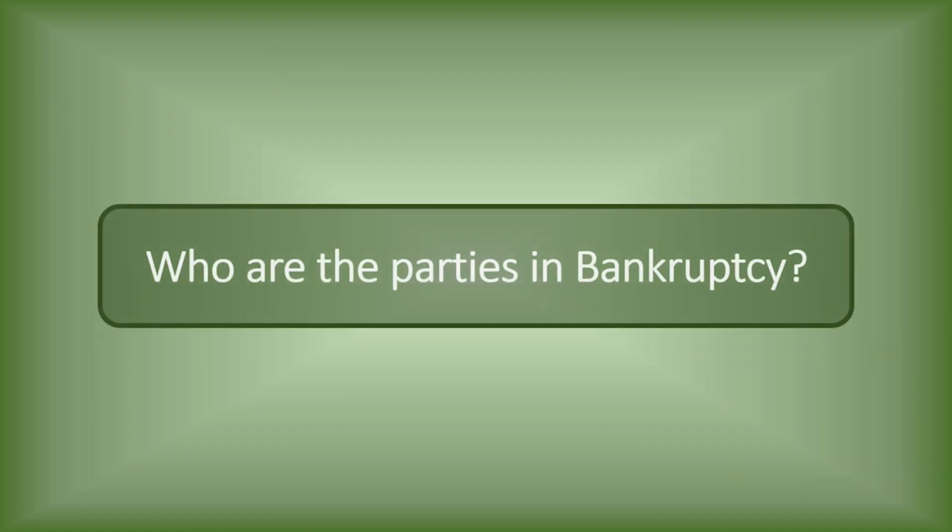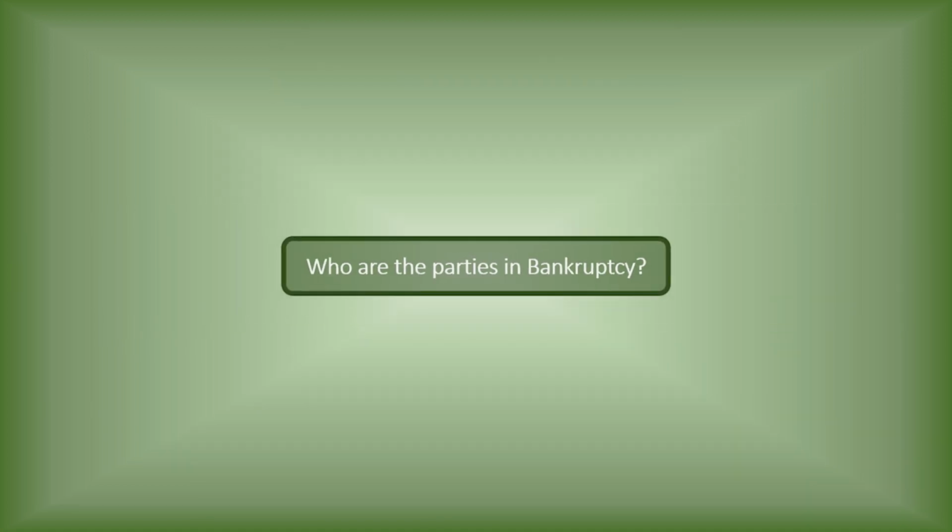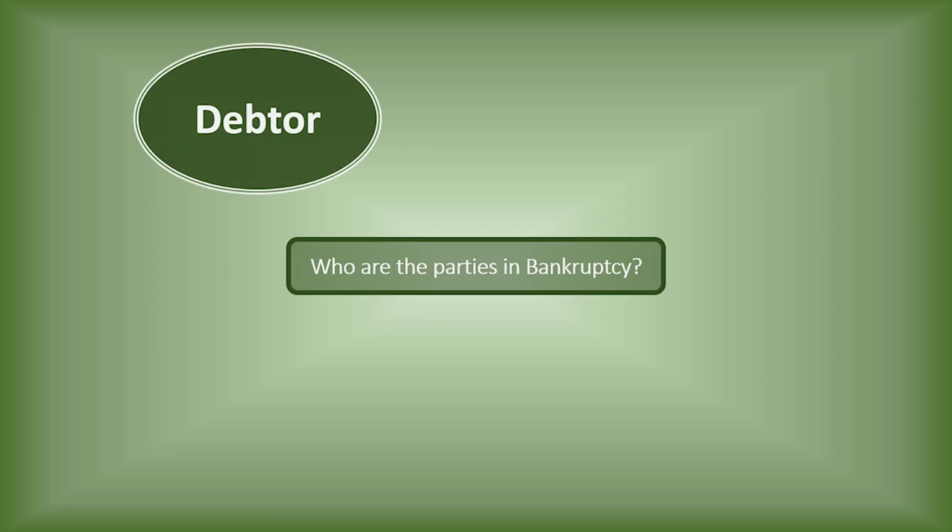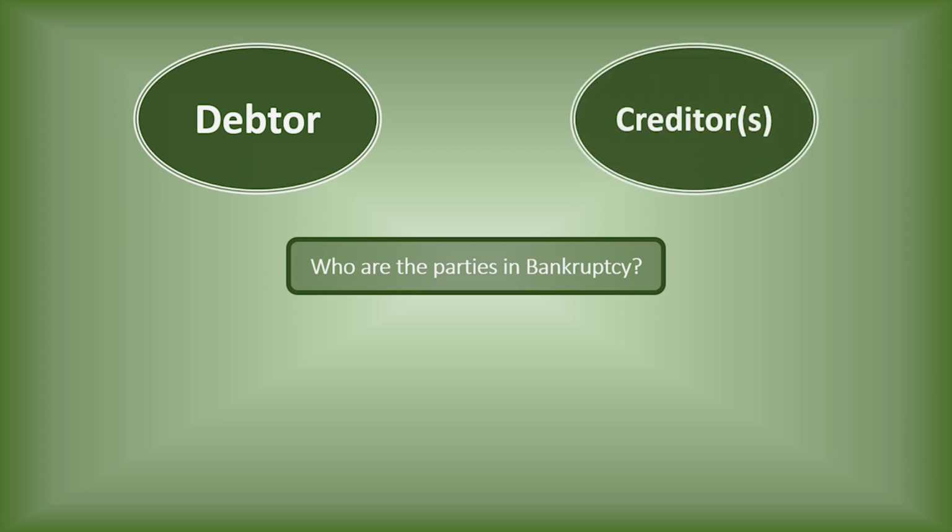Who are the parties in a bankruptcy case? The parties are, first, the debtor, sometimes referred to as the petitioner. This is the person who asks or petitions the court to approve their request for bankruptcy relief. Second, the creditor. A creditor is any entity or individual that has a claim against the debtor that arose at the time of or before the order for relief concerning the debtor is entered.